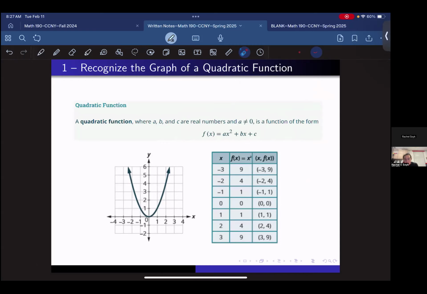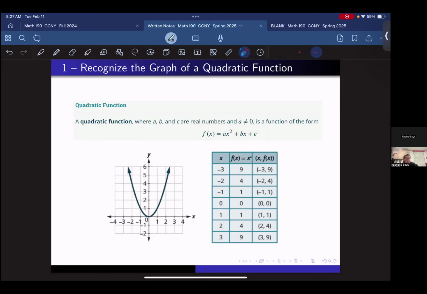Our second page is just notes and our formal definition of a quadratic function, where we're looking at our variables a, b, and c. And as long as a is not equal to 0, we'll have that second degree in our function. And our general form is in the format of ax squared plus bx plus c.